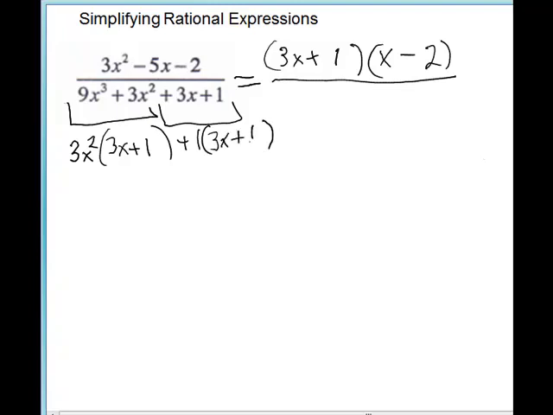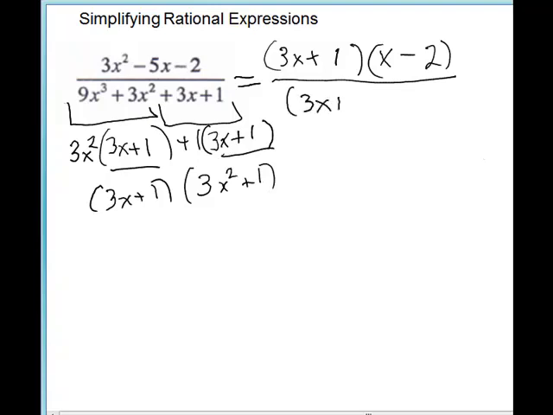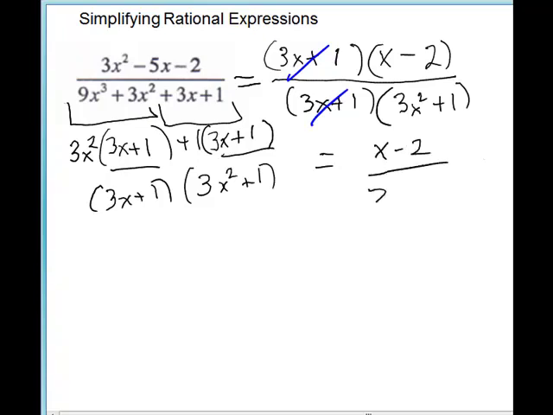And you don't have to do that. Right. This is our GCF. And to get back to the line above, we have 3x squared plus 1. And that will not factor anymore. So we have 3x plus 1 times 3x squared plus 1. And now we can actually get down to our reducing. The 3x plus 1 divides out. So we are left with x minus 2 over 3x squared plus 1.